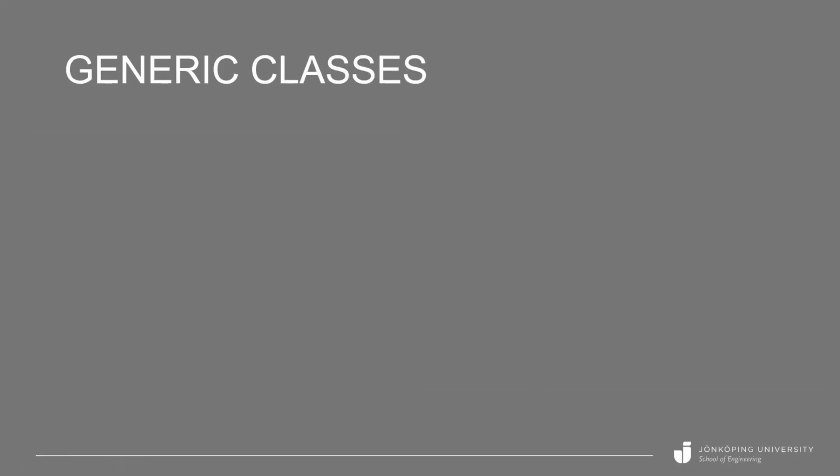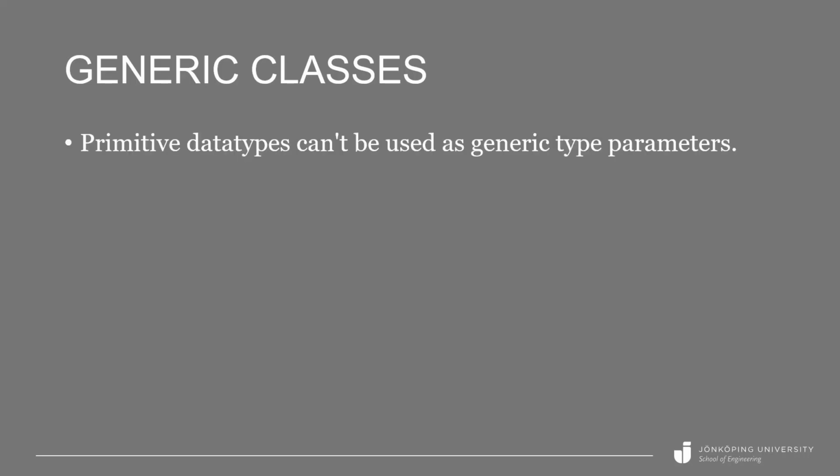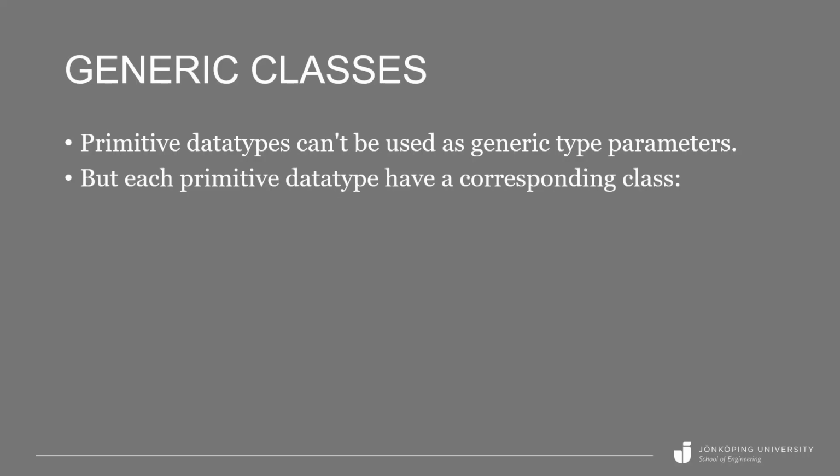The type parameters in generic classes can't be primitive data types such as int or float. So if you want to create an array list, for example, that stores integers, then you can't use int as the data type for it. But each primitive data type in Java has a corresponding class which is used to only store one instance of that primitive data type.